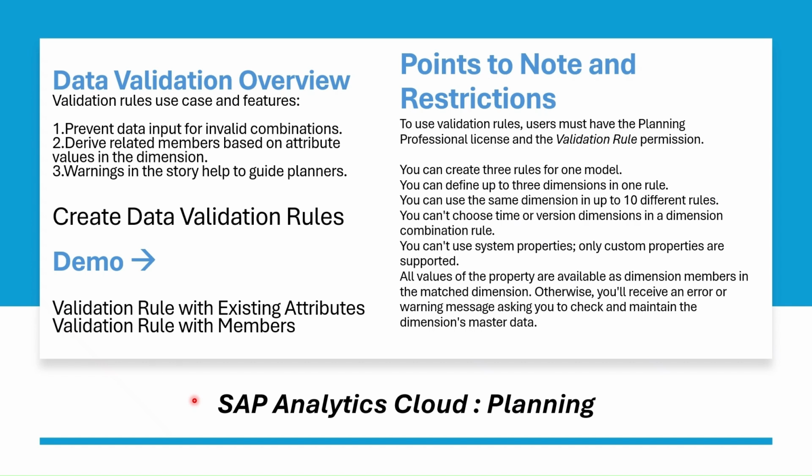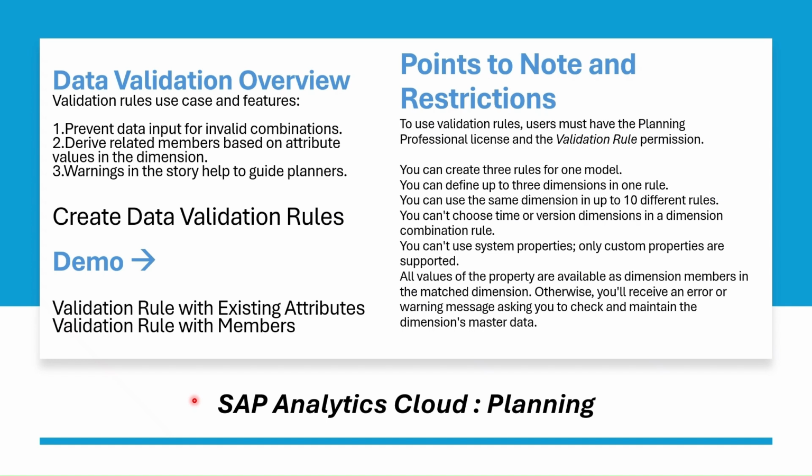Let's move ahead. I will demo today how you can create validation rules in SAC. First, you have to enable validation rules in the model. Then there are two different types of validation rules: first is validation rule with the existing attributes, and second is validation rule with the members. I will demo them and you will understand how they are different and what the basic concept is.